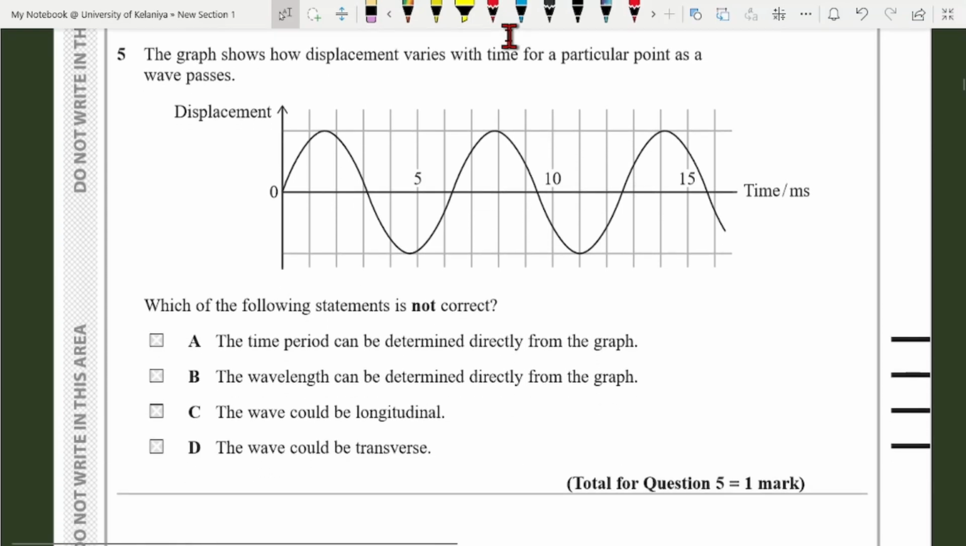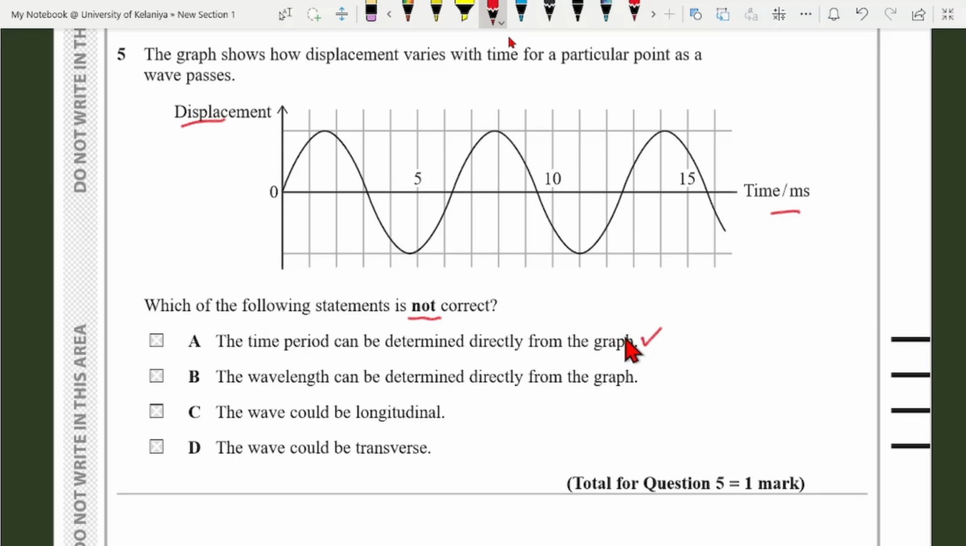right? The graph shows how displacement varies with time for a particular point as a wave passes. We have a displacement over here and the time over here. Which of the following statements is not correct? They are asking about the inaccurate statement. Here they say the time period can be determined directly from the graph. Yes, that is true. Why?